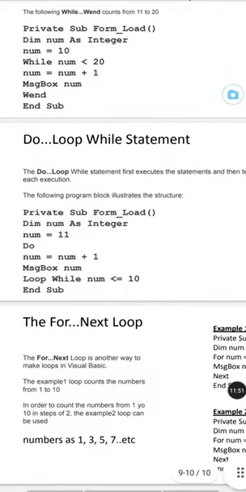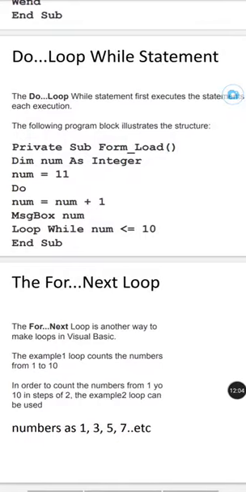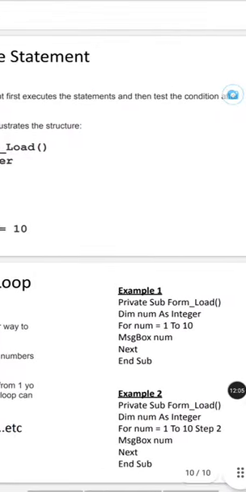So at last there is a looping statement called for next. The for next loop is another way to make loops in Visual Basic. Here there is an example 1. The loop counts the numbers from 1 to 10. See the example 1 here.